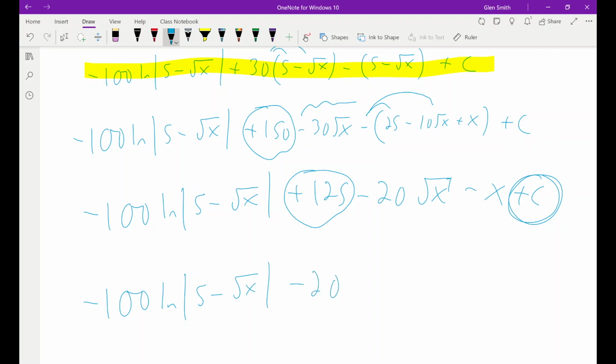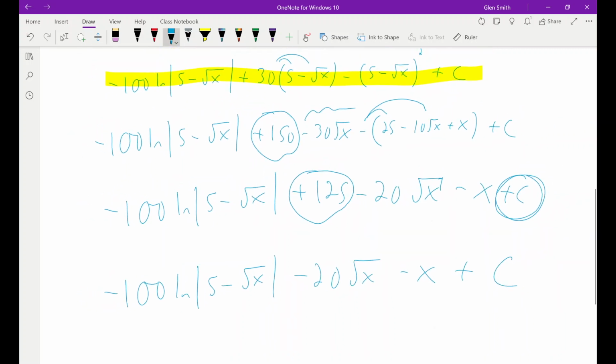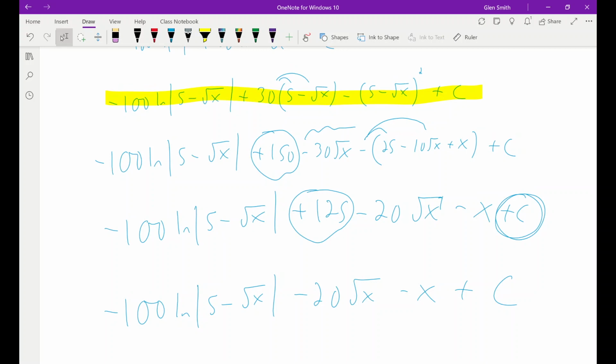So you might also see, if you check an answer key, they might have an answer that looks like this. And again, they're just putting the 125 in with that constant term back there. So any one of those is going to be an okay answer. But if you're checking an answer key, you might see any one of these.